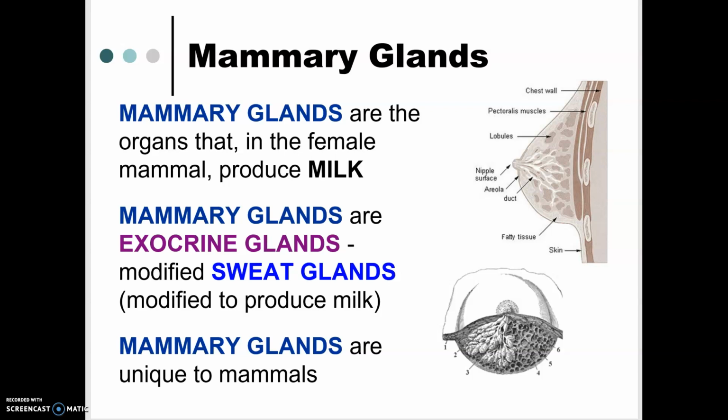Mammary glands are unique to mammals, so there's a classification of mammals, and there's only a certain set of animals that have these mammary glands, and they're unique in that they nurse their young. So if you think about whales, humans, horses, cows, these are all mammals, and they have mammary glands, and they nurse their young.